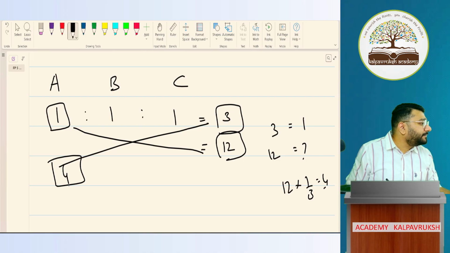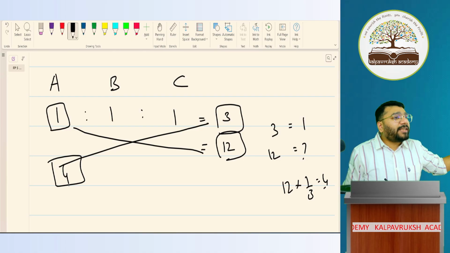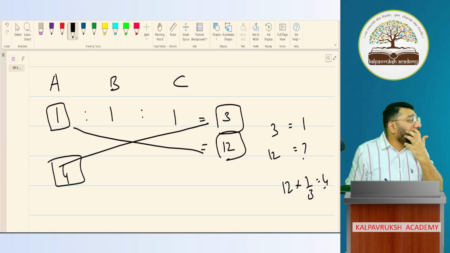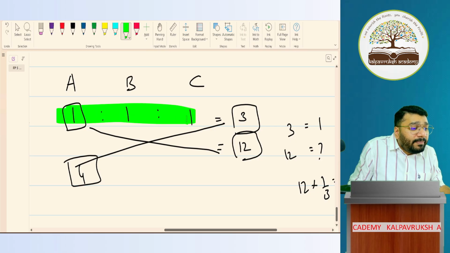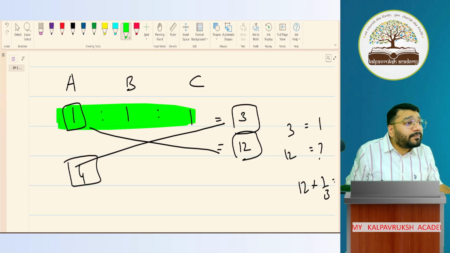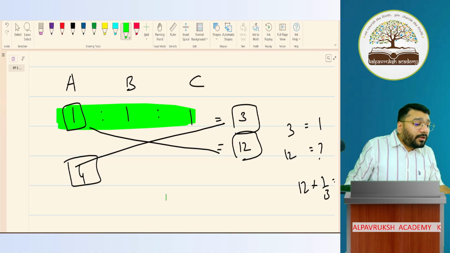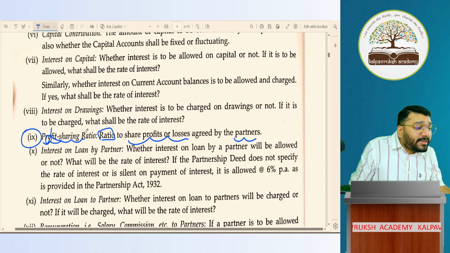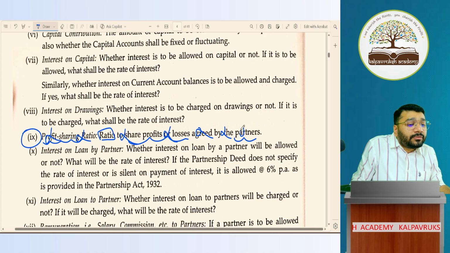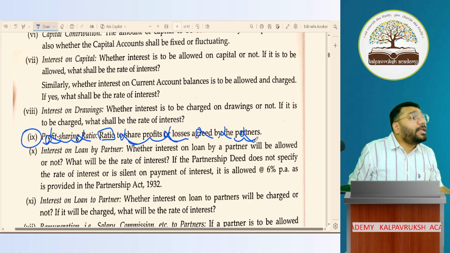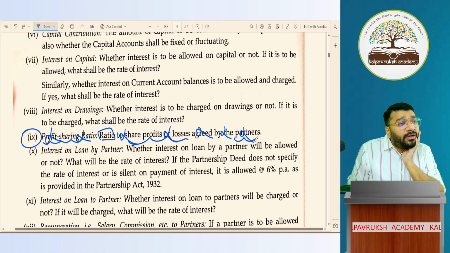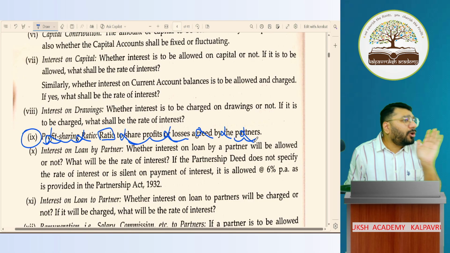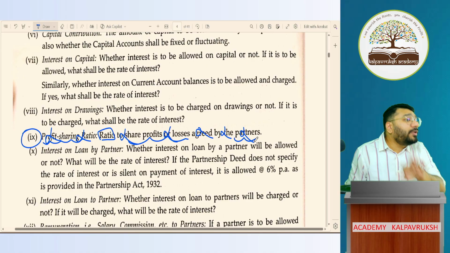Got it, not got it? Any big difficulty in this? If I ask you to calculate the profit of each partner, is it any difficulty for you? No. Now, this partnership profit sharing ratio should be agreed in the partnership deed. But sometimes what happens, when you are drafting the partnership deed, by mistake you forgot to write the profit sharing ratio. Profit sharing ratio is not captured in the partnership deed. Tell me people, in future, if a dispute happens, will it happen or not? It will happen. How will you resolve this conflict?